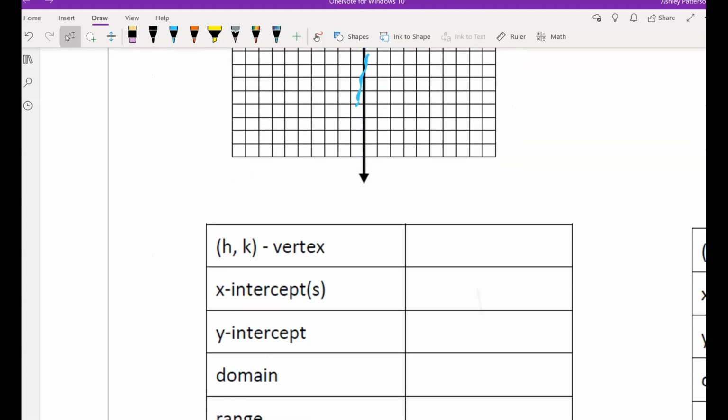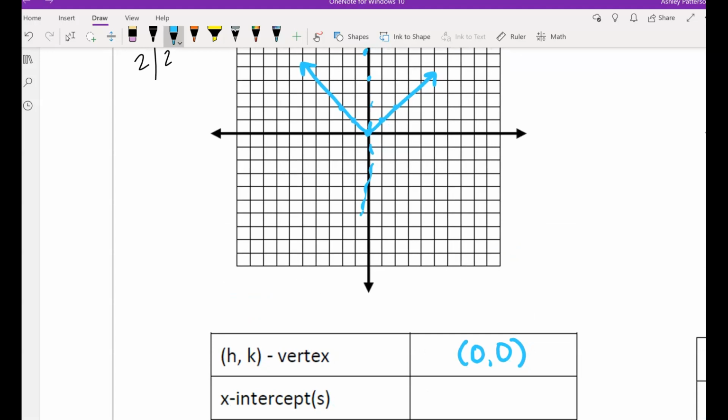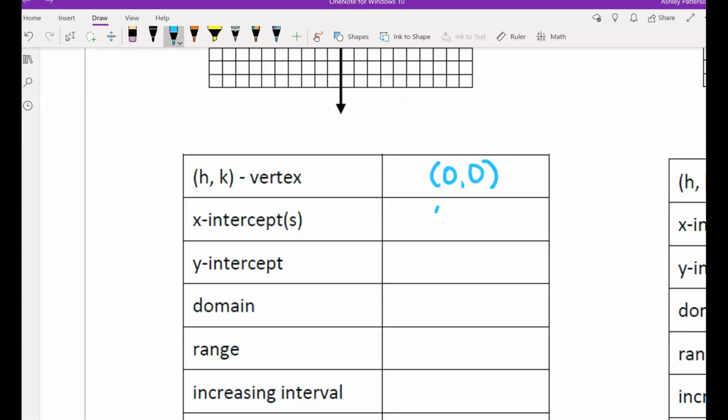We have a bunch of characteristics that we need to address for every function. We need to be able to identify them, talk about them, describe them. So the first one is the vertex, or in our hk, so 0, 0. Since there aren't any shifts, the x and y intercepts are 0, 0. And please make a note somewhere that these are coordinates. Intercepts are locations on a graph. They have an x and a y value. We don't just want to say, oh, x-intercept 2. Well, it might have an x value of 2, but we have to note that it is at 2, 0. It's on the x-axis.